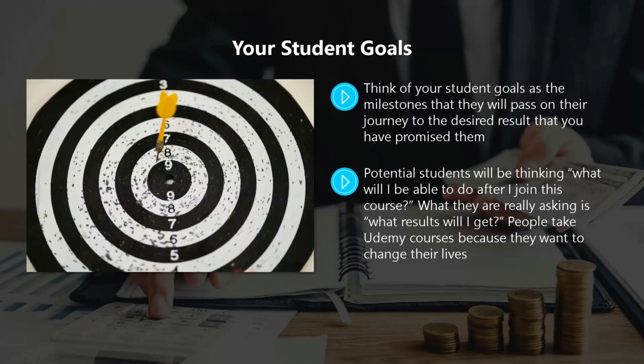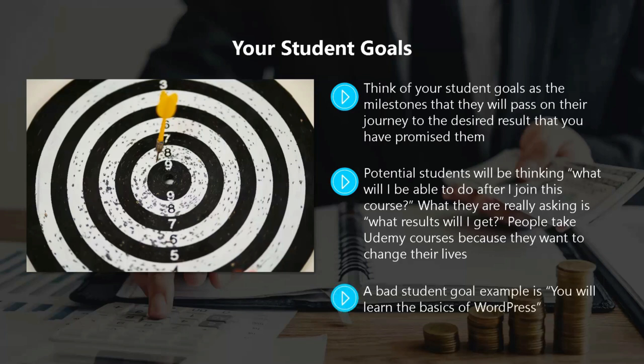People take Udemy courses because they want to change their lives. They want to acquire new skills that will make their lives better. So you need to describe each one of your student goals in action terms. A bad student goal example is, you will learn the basics of WordPress. A good example is, you will create a WordPress blog in a few hours. The second example is all about the result. You are telling your prospects what they will be able to do after purchasing your course. So, you need to create all of your student goals around practical applications and results.